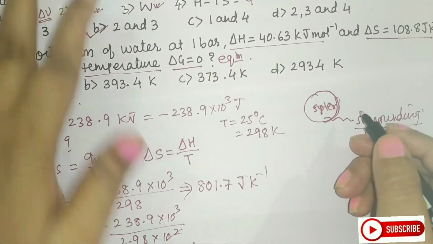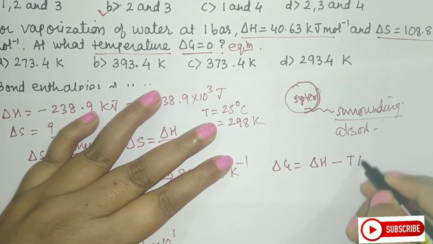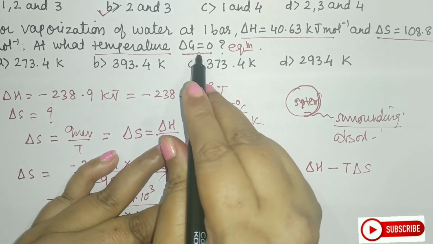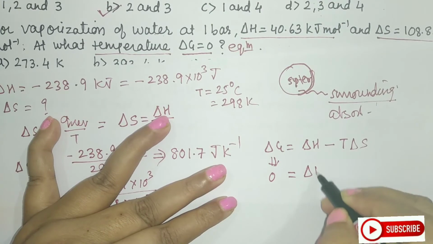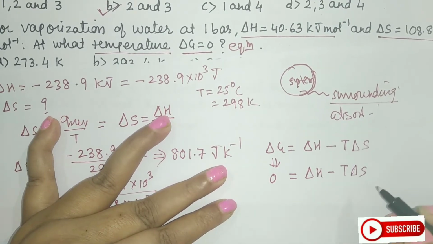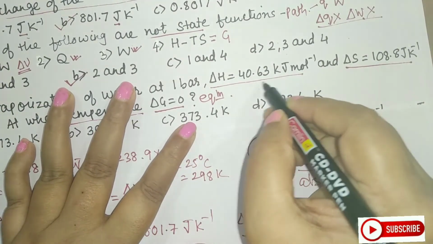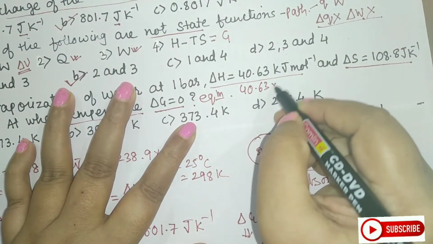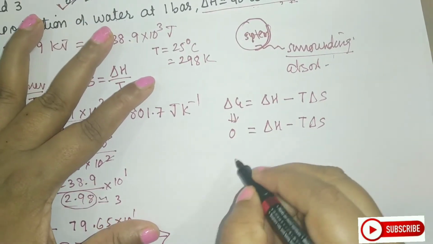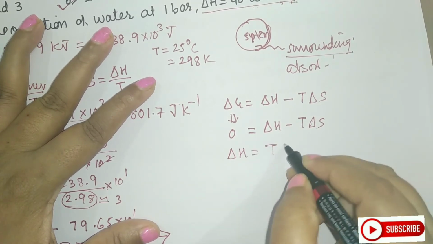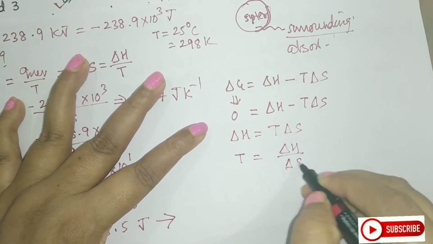Again, the same equation we'll be using, that is delta G is equal to delta H minus T delta S. Now, as they are asking the condition at equilibrium, this must be 0. So that is equal to delta H minus T delta S. Again, very important thing, you have to match the units here. So let us do that. This will become 40.63 into 10 raised to 3 J, and this is in J. So let us substitute here. So delta H is equal to T delta S. So T is equal to delta H upon delta S.